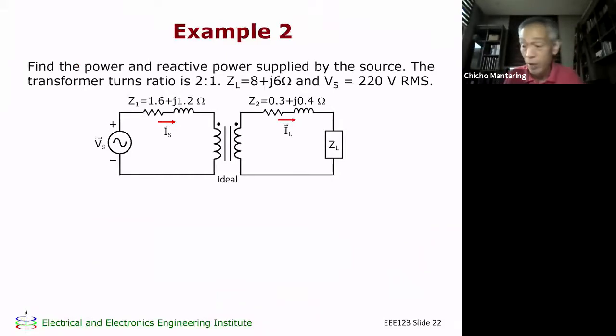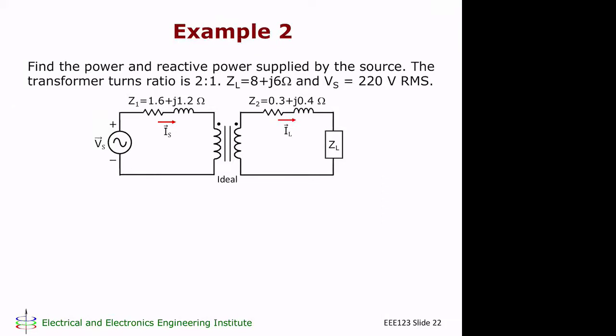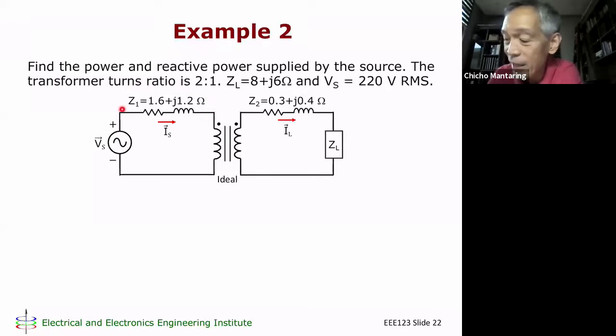Okay, so here's another example. Find the power and reactive power supplied by the source. So I have this particular source. This is again typical of a scenario where you have long transmission lines. So this looks like a transmission line, no? And then somewhere in your distribution system you have a transformer, and then here you have another transmission line. So this represents another transmission line, and then you have your load. In this case, your load is 8 plus J6, and your source is 220 volts RMS.